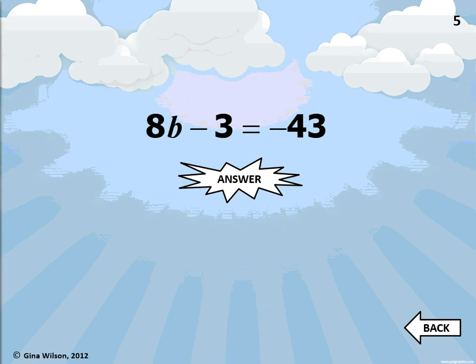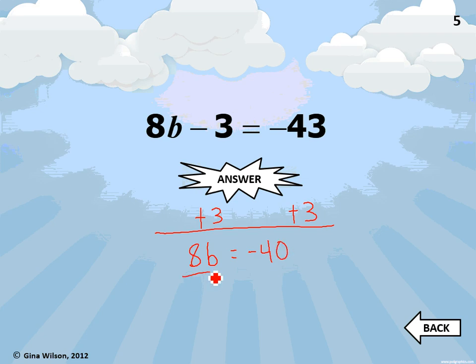8b minus 3 is equal to negative 43. So we're going to add 3 to both sides. We now have 8b. Remember, negative 3 plus 3, that cancels out. Negative 43 plus 3 is negative 40. We're now going to divide by 8. And that gives us b is equal to negative 5.